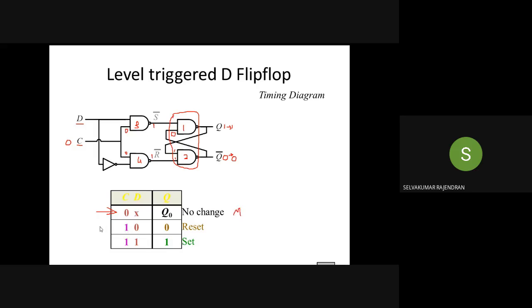Now the second case: I am enabling the clock signal by applying logic 1. Then I am applying logic 0 at the data input. So now D has value 0, and C, the control or clock signal, has logic 1. What happens for this input combination?